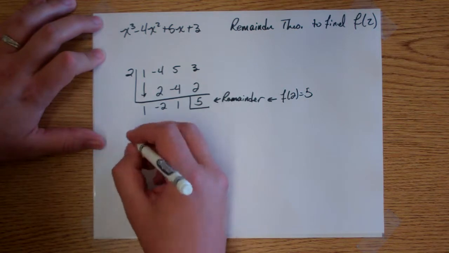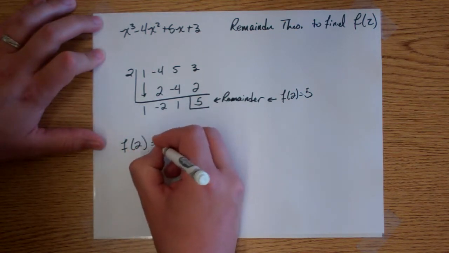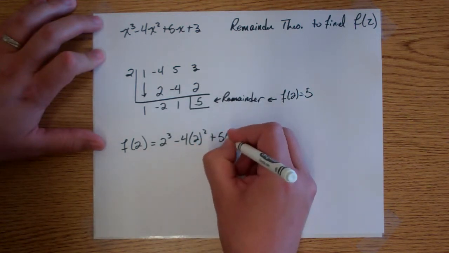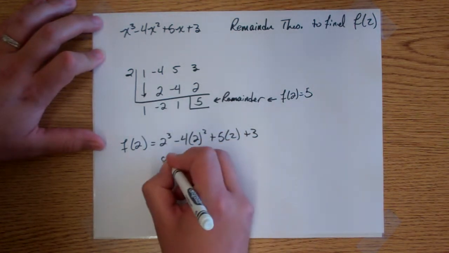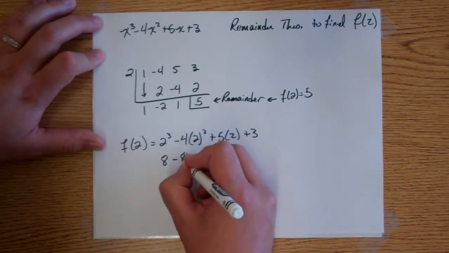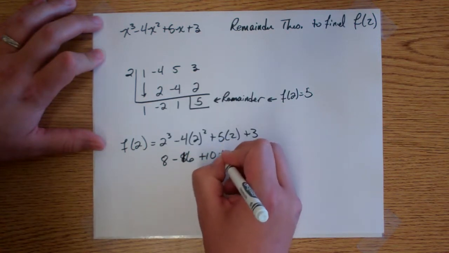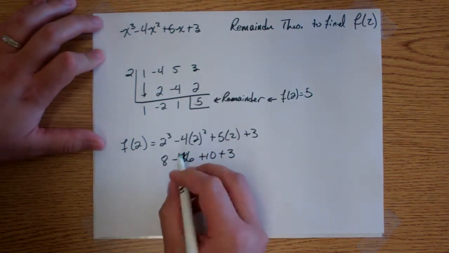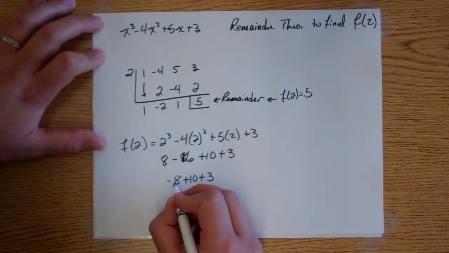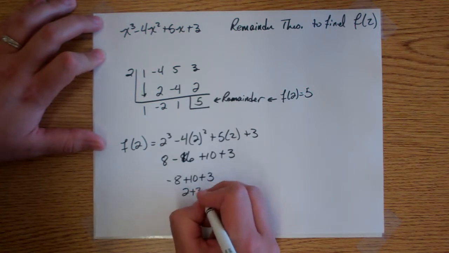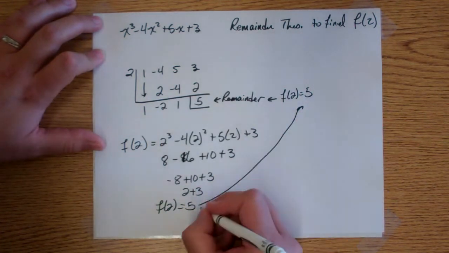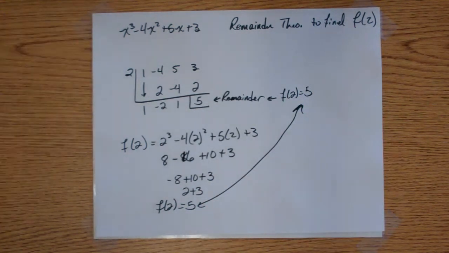And if you plug it in, you'll get the same thing. F of 2 equals 2 cubed minus 4 times 2 squared, plus 5 times 2 plus 3. 8 minus 4 times 4, since 2 squared is 4, is 16, plus 10 plus 3. 8 minus 16 is -8, plus 10 plus 3. 10 minus 8 is 2 plus 3, 5. So you can see we got the same answer both times.